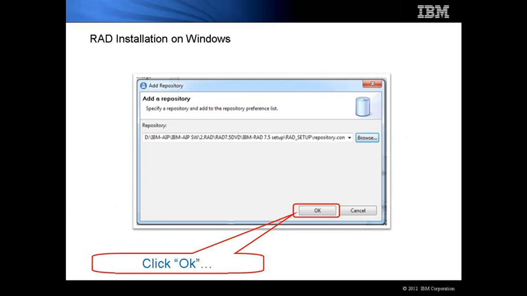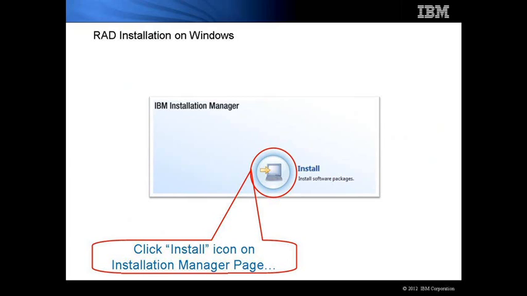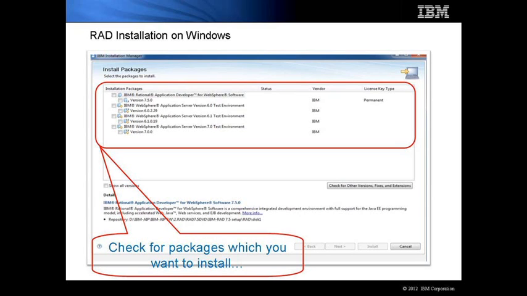Once we added the repository, the next thing is that on the installation manager there is an icon available with the text Install. So we need to click on this Install icon. Once we click on the install icon, the next window is Install Packages, and here we will see the options available: IBM RAD 7.5, the license type, which by default comes as permanent, and the type of server which we can install along with RAD 7.5.